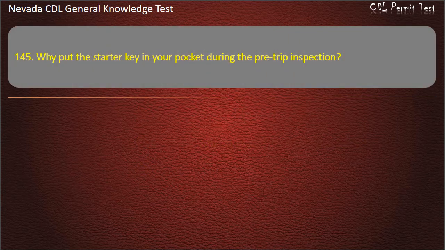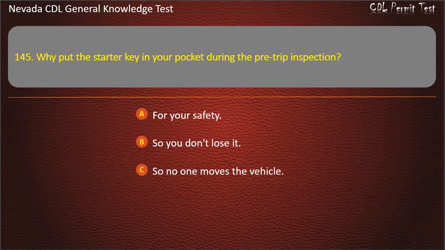Question 145. Why put the starter key in your pocket during the pre-trip inspection? For your safety. So you don't lose it. So no one moves the vehicle. Answer. For your safety.